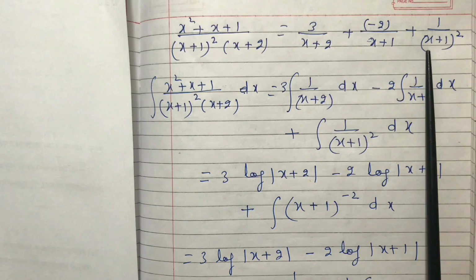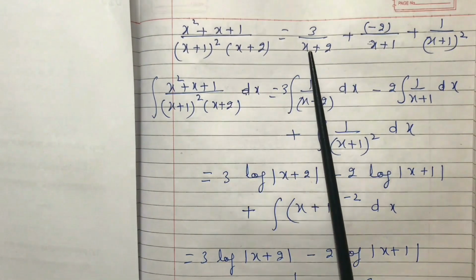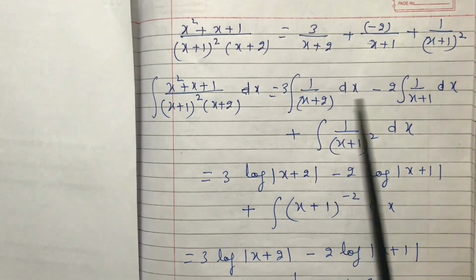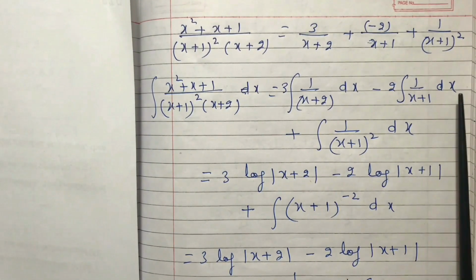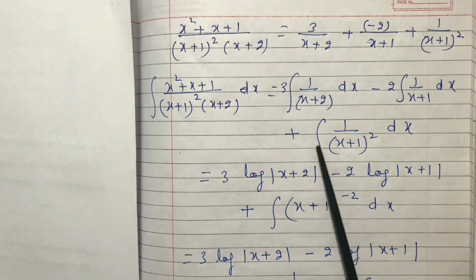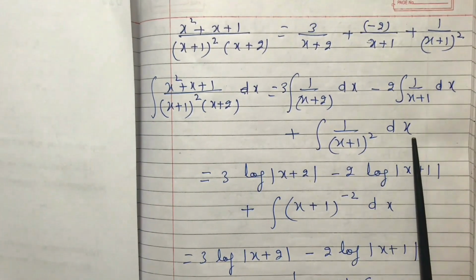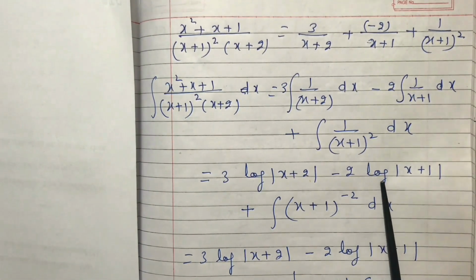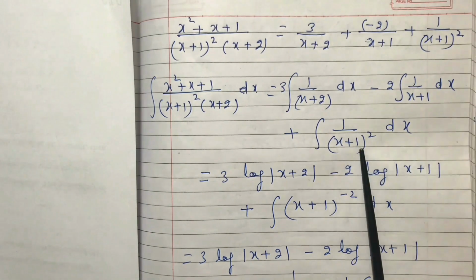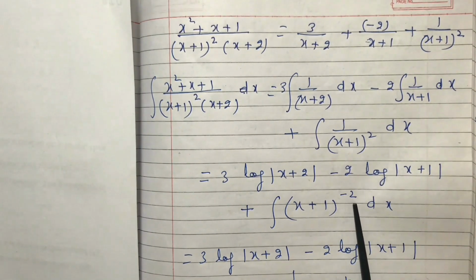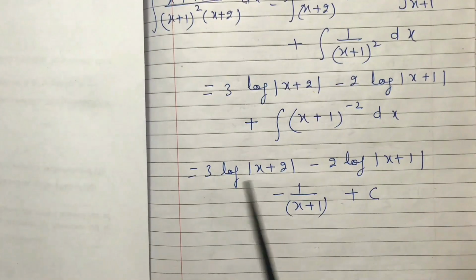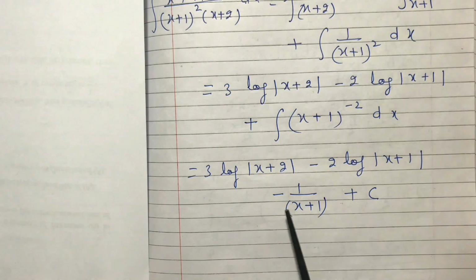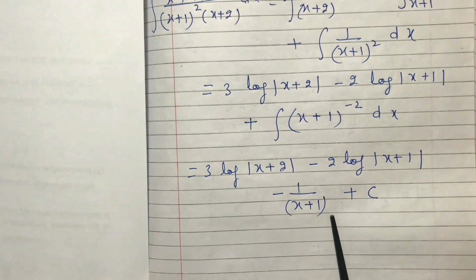Now after substituting the values, you will get this thing equal to this. Now integrate: this is equal to 3 integrate 1 upon x plus 2 dx minus 2 integrate 1 upon x plus 1 dx plus integrate 1 upon (x plus 1) whole square dx. So इसकी इंटीग्रेशन आपको मालूम है: 3 log mod (x plus 2) minus 2 log mod (x plus 1) plus this thing can be written as (x plus 1) raised to power minus 2. So this is the answer: 3 log mod (x plus 2) minus 2 log mod (x plus 1) minus 1 upon (x plus 1) plus c.